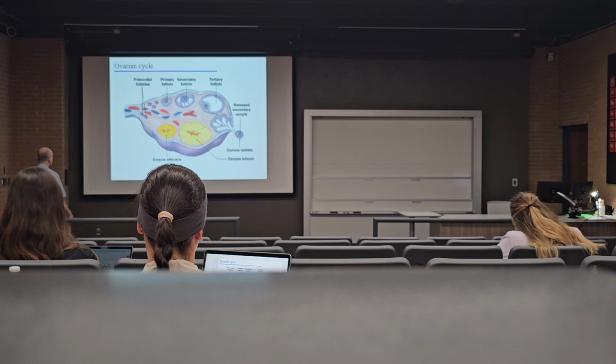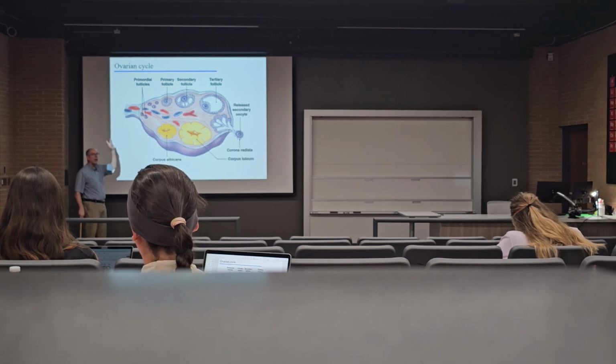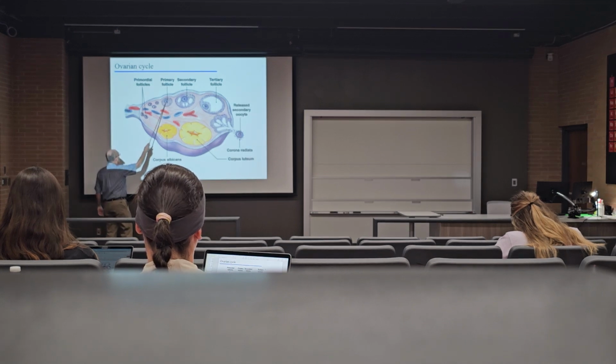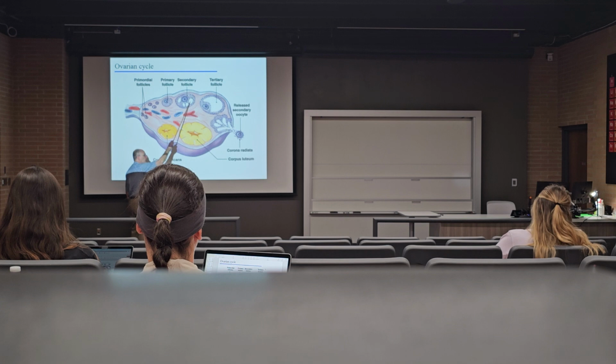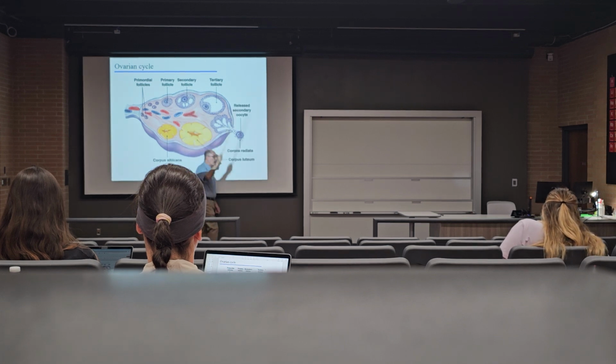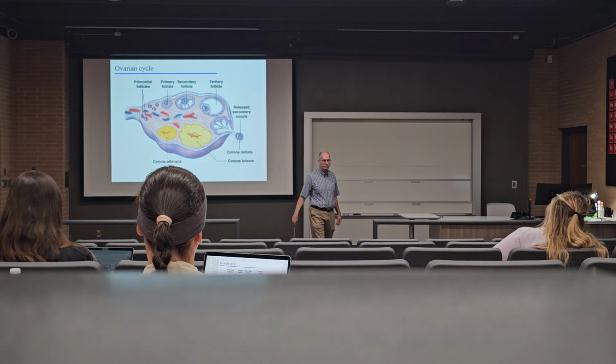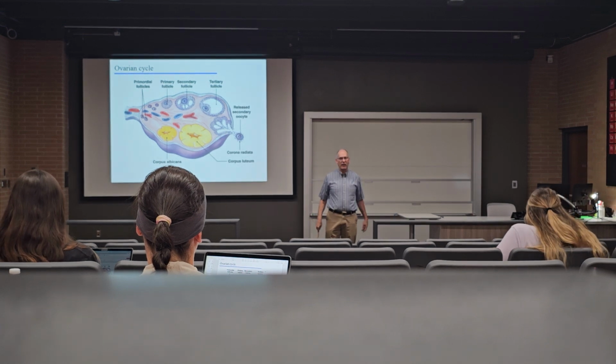We're actively preventing more primordial follicles from starting out by producing inhibin that turns off the other follicles. As it continues to grow and develop, it starts to fill with fluid. As soon as we start seeing fluid accumulating inside of it, it now becomes a secondary follicle.